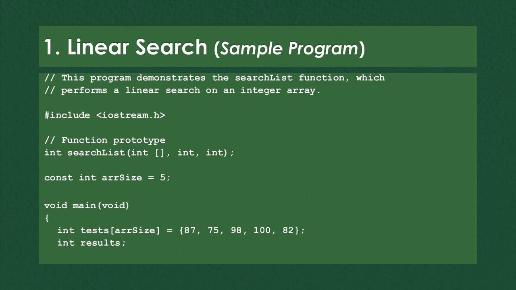Here is a sample implementation of the algorithm written in C++. In this sample code, the elements of the array are already specified or initialized. In this program, the array is searched to see if there is a 100 points earned in a certain test. The indices are the test numbers.